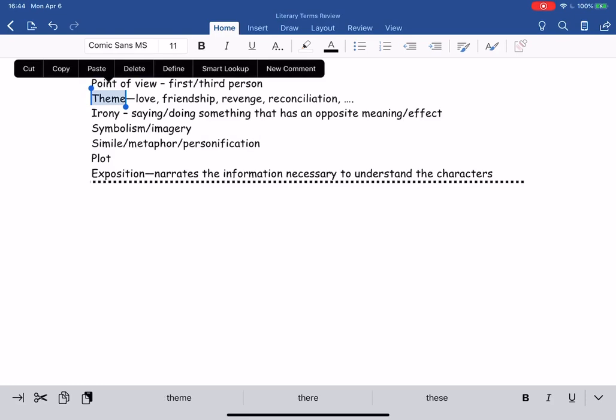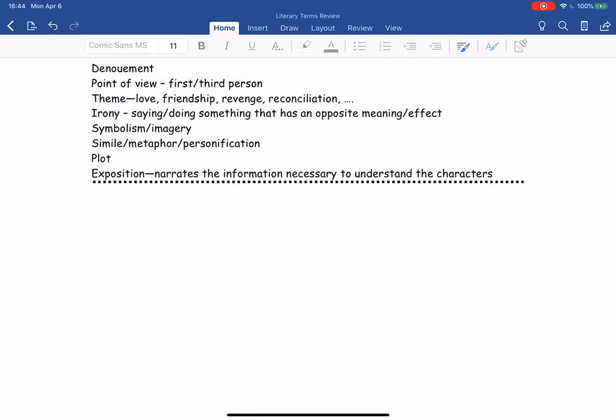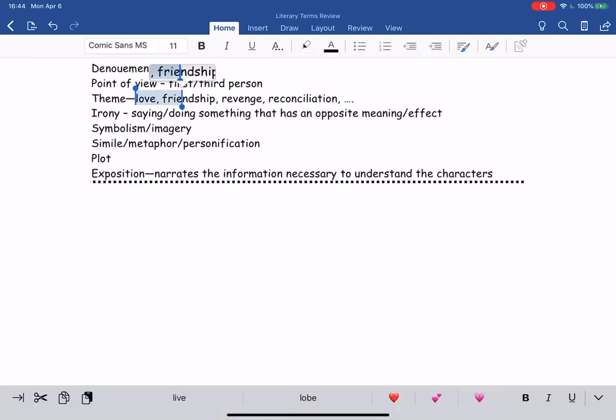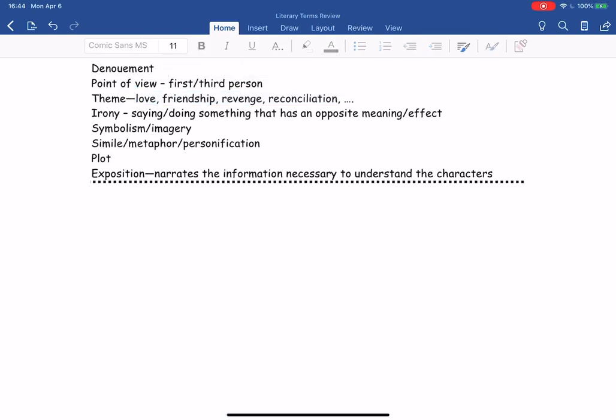Theme would just be the fundamental and universal ideas that are explored in the story, the really big ideas that are explored in the story. So just some examples of that would be love, friendship, revenge, reconciliation. So as you're reading To Kill a Mockingbird, I want you to think about what big ideas, what universal ideas do you notice being explored in To Kill a Mockingbird?